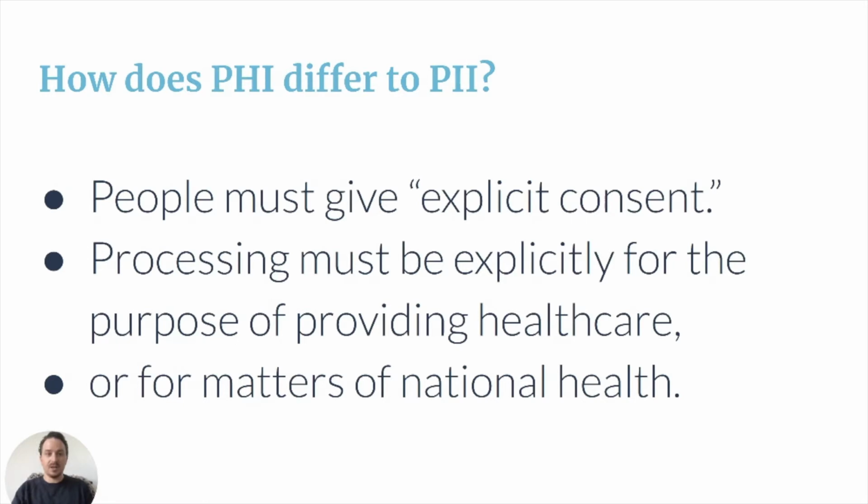Just to give a little bit of insight into some things that differentiate PHI from PII. First, people must give explicit consent to the use of any PHI data, which differs from PII, where you can have much more general consent. And this means how it's used, exactly specifically what it is. And also, it must only be for the purpose of providing healthcare or for matters of national health. You cannot use it for other purposes, such as monetization. You can only use it for the specific use case that you've highlighted, and that's related to healthcare or national health.